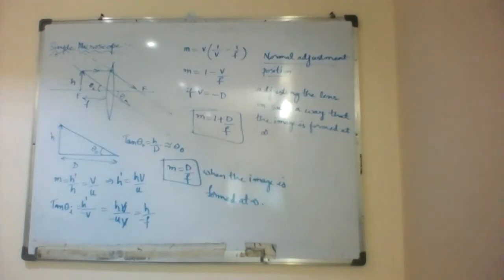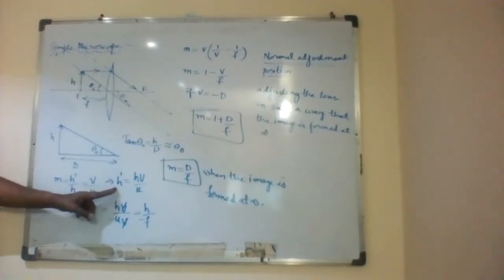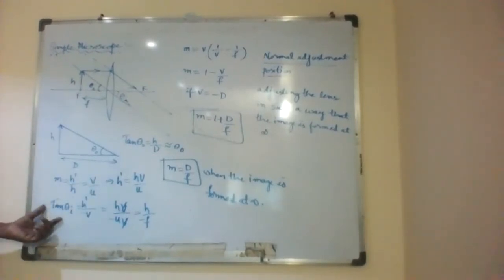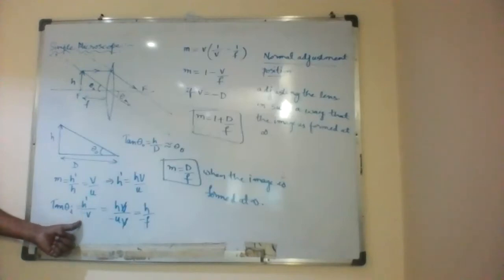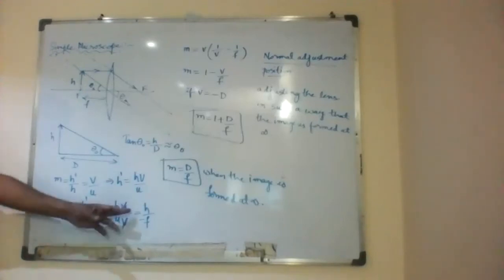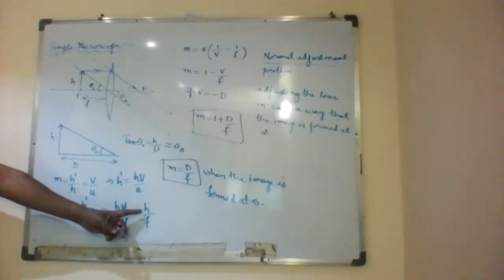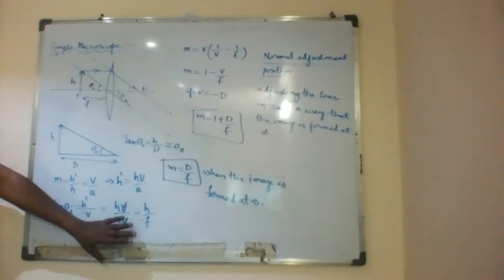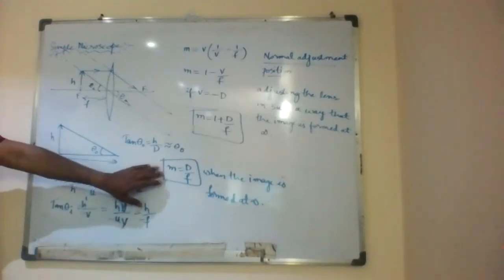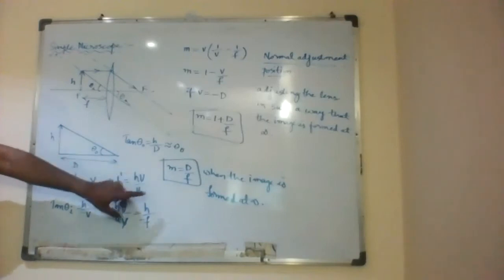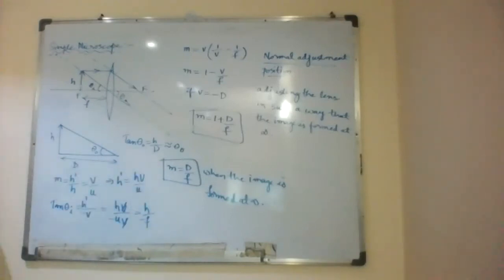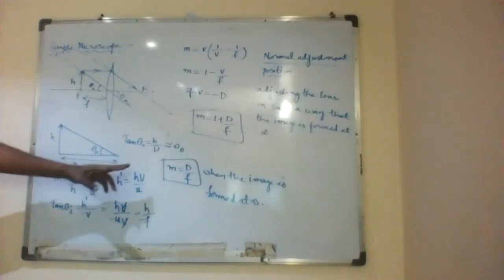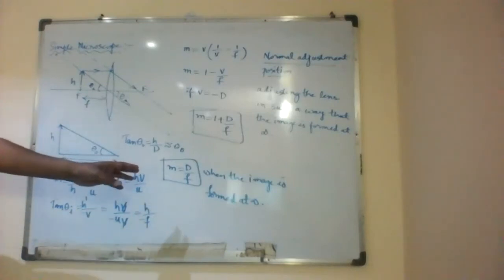See once again from the beginning. We have the magnification formula h dash by h, that is v by u. Just cross multiply, we get this. So what is tan theta I? It is equal to opposite by adjacent side. Just substitute that, we'll get h by f. Just leave it like that. The magnification formula here is m equal to d by f, where d is the least distance of distinct vision.